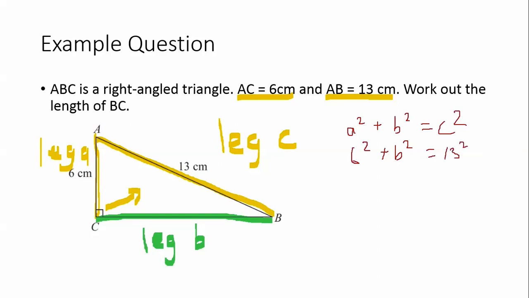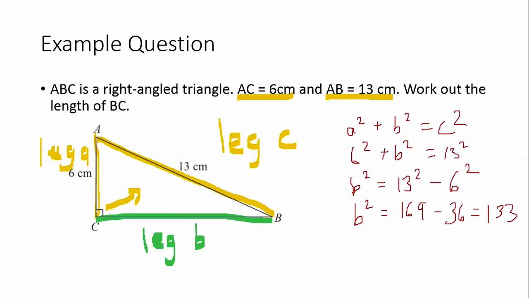Now to find b squared, we're going to put b squared on one side and we're going to put all the known values on the other side. Since 13 squared is already on this side, we're going to put 6 squared on the other side, which will give us minus 6 squared. B squared is equal to 169 minus 36, which gives us 133.